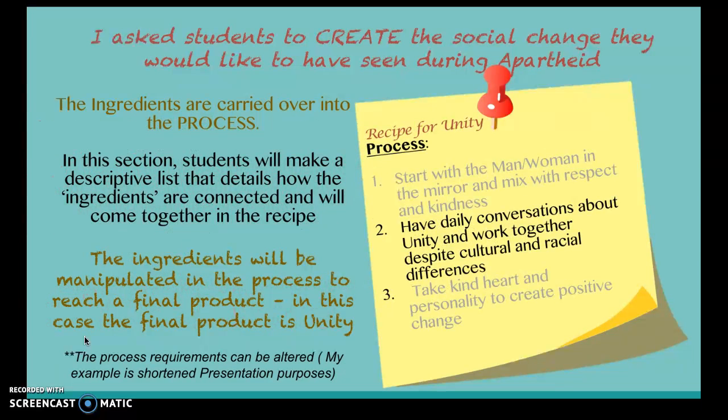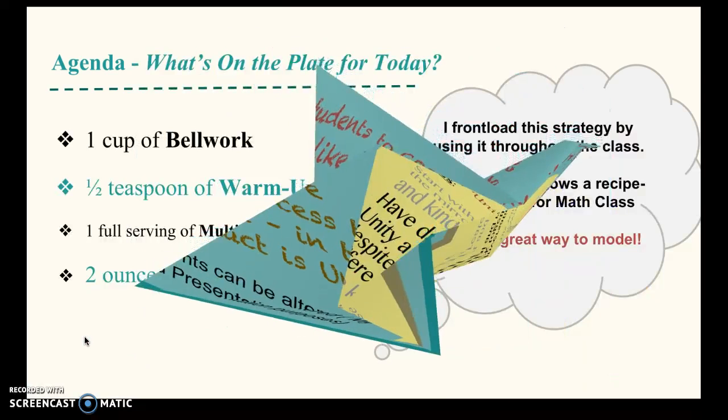So then for the process section, the student began by saying, start with the man or the woman in the mirror and mix with respect and kindness. So we can see that recipe wording playing into our process. And in this section, students just give that descriptive list that details how their ingredients are connected and will come together in the recipe. Their ingredients will be manipulated in the process to reach a final product. And in this case, the final product is unity. So our student starts with a man and woman in the mirror, and they mix it with a kind heart, respect, and a positive attitude. And that is how they create unity.